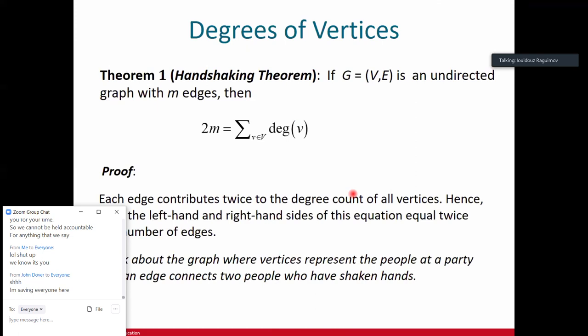Why is it true? Because each edge contributes to the degree of both vertices, right? If there exists an edge connecting A and B, it contributes to the degree of vertex A by 1, and it contributes to the degree of vertex B by 1. Right?